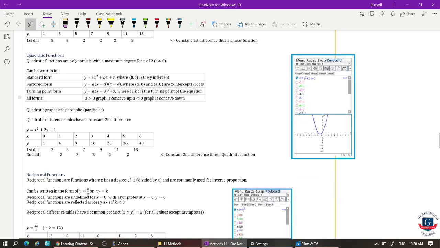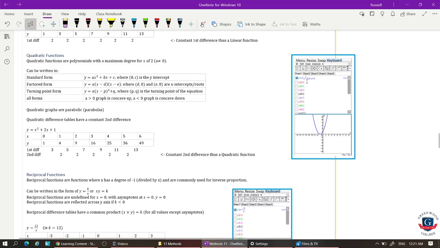Similarly, a quadratic function, rather than having a degree of 1, this time we're going to have a degree of 2. That's the highest power in our polynomial. A quadratic can be written in 3 forms. Standard form, y equals ax squared plus bx plus c, where 0, c is the y-intercept. In factored form, y equals a(x - d)(x - e), or you can substitute any variables for d and e, where d, 0 and e, 0 are going to be the x-intercepts or the roots. They're known as both. Or turning point form, where y equals a(x - p) all squared plus q, where p, q is the turning point of the equation. In all 3 forms, if a is greater than 0, the graph will be concave up, and if a is less than 0, the graph will be concave down.